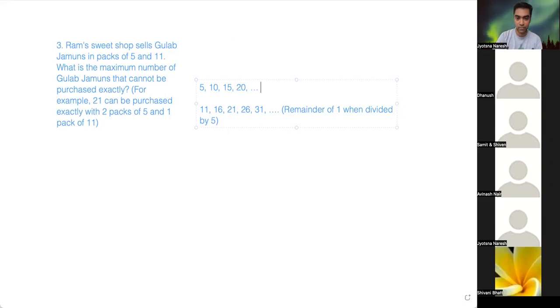They all end in a 5 or 0. Good. They all end in a 5 or 0. And can we write it the same way as we wrote the second one? So we wrote it as remainder of 1 when divided by 5. What would it be for this sequence?